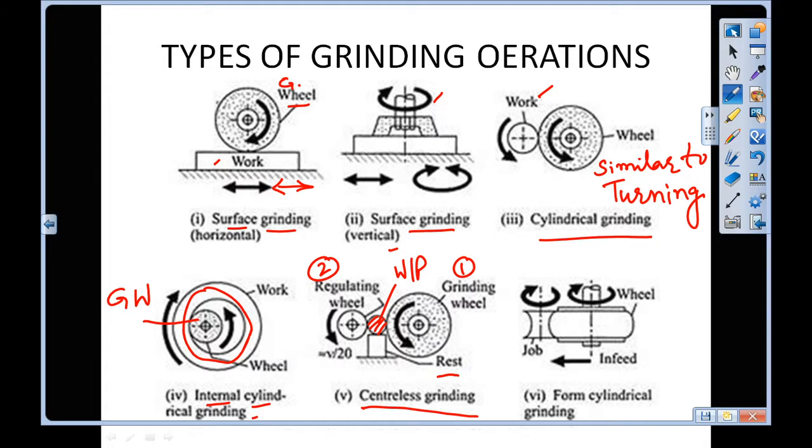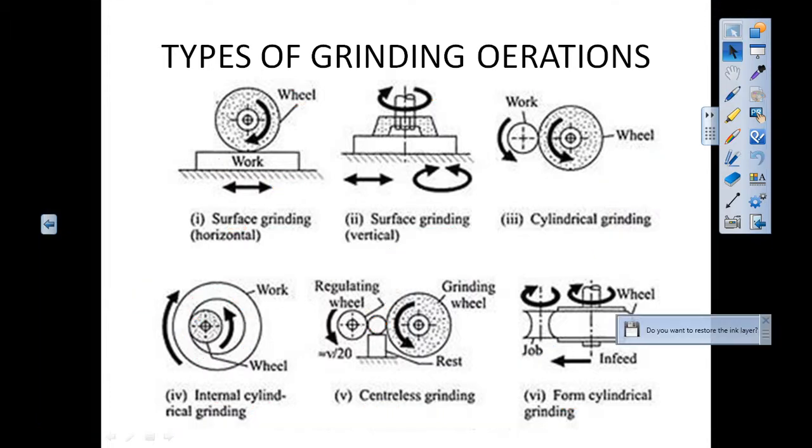Next category, form cylindrical grinding. Depending upon the shape to be produced on the workpiece, the grinding wheel is made of that shape, and that replica of the grinding wheel shape is produced on the workpiece. So here is the job. I hope you have understood the basic grinding operations.